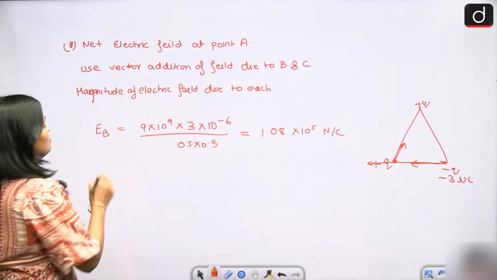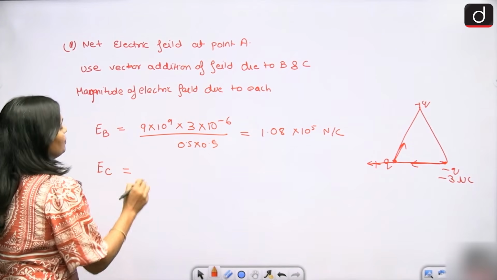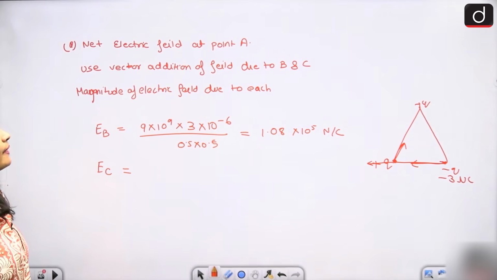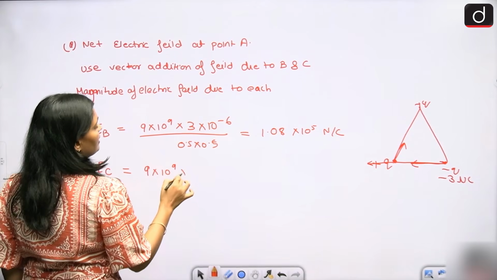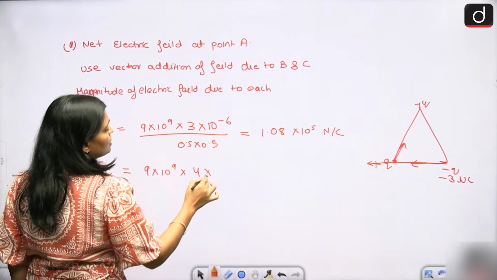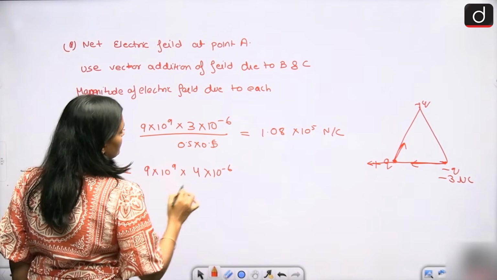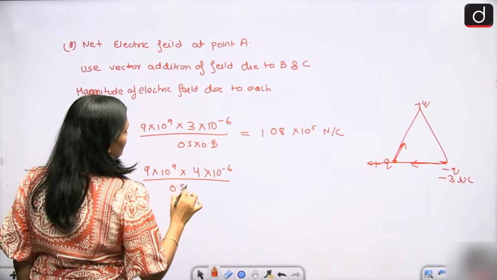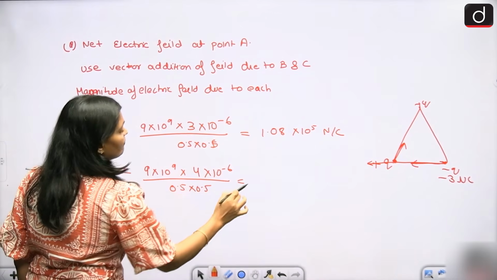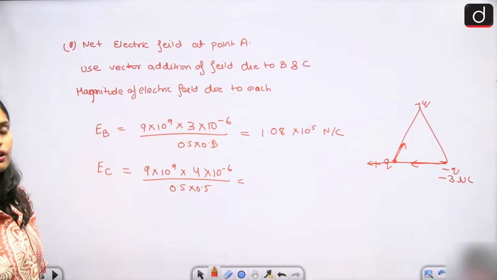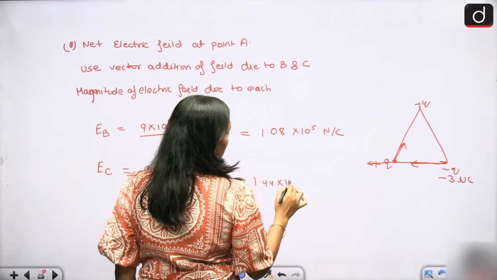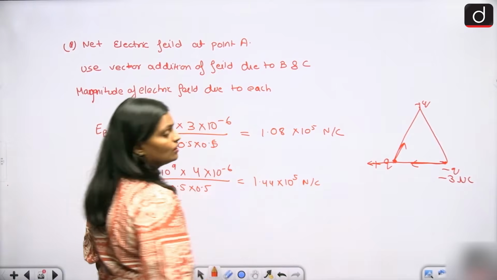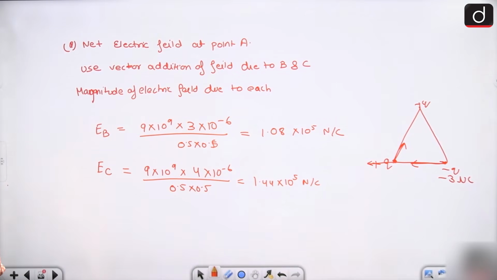EC. Now the electric field due to point C. What will be the electric field due to point C, guys? Same here, 9 into 10 to the power 9 multiplied by the 4 mu c charge, so 4 into 10 to the power -6, again over 0.5 multiplied by 0.5, right? And how much will you get when you solve this? 1.44 into 10 to the power 5 Newton per Coulomb, right?